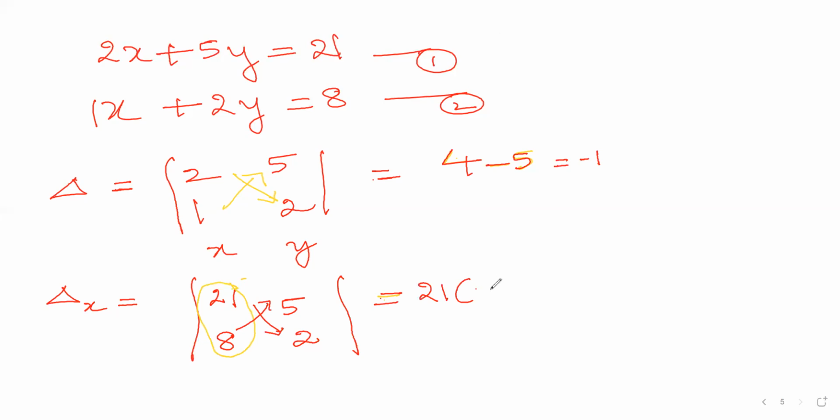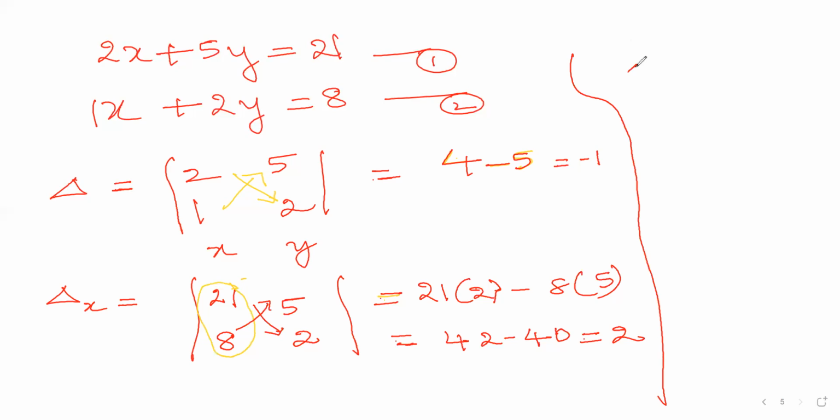21 into 2 minus 8 into 5. That is 42 minus 40, which is equal to plus 2. So delta x is plus 2. I'll just try to accommodate delta y here itself. So what is delta y?